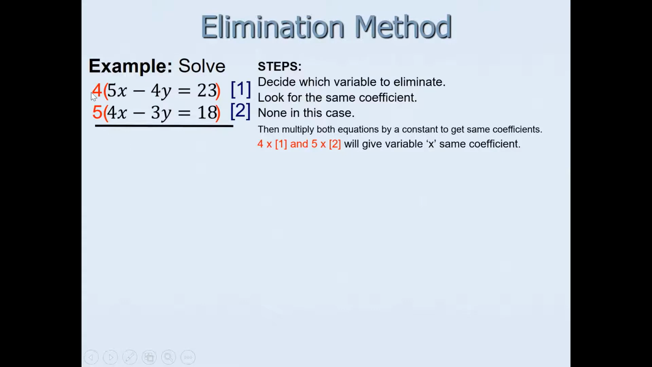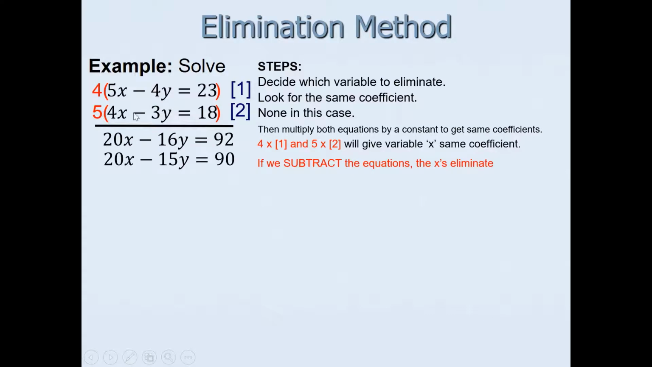So if I multiply the first equation by 4, it gives you 20x, because 4 times 5 is 20, and 4 times -4 is -16y is equal to 4 times 23, which is 92. And then we can do the same thing with the second equation. 5 times 4x is 20x, and then 5 times -3 is -15y, and 5 times 18 is 90.